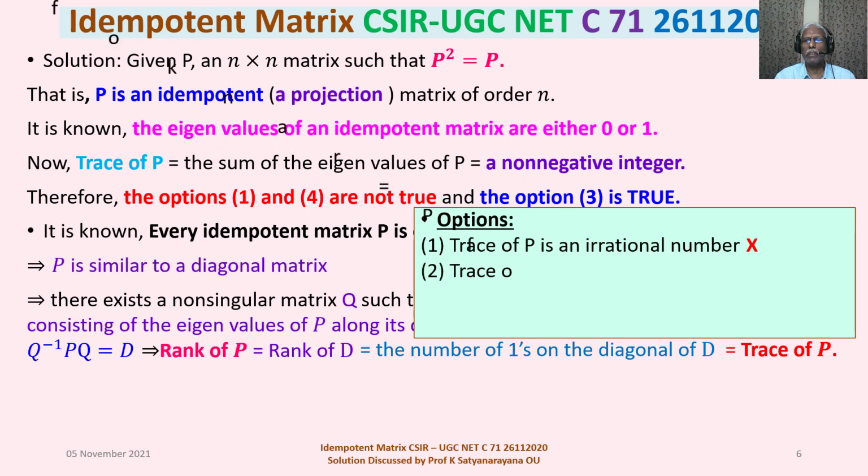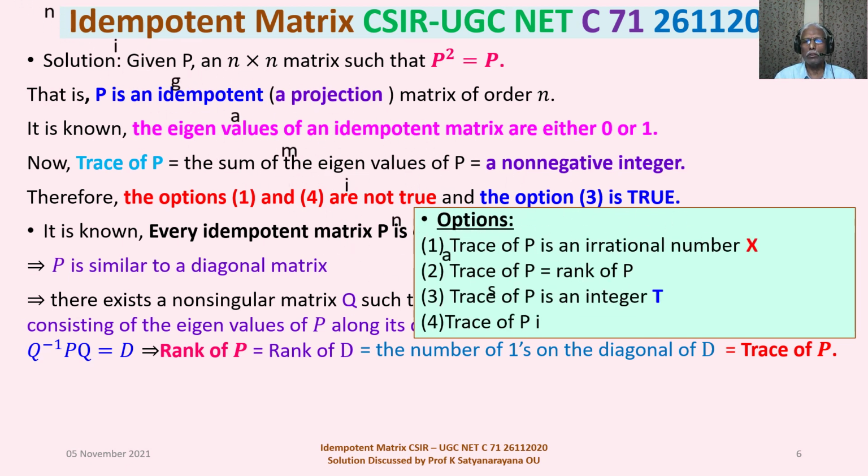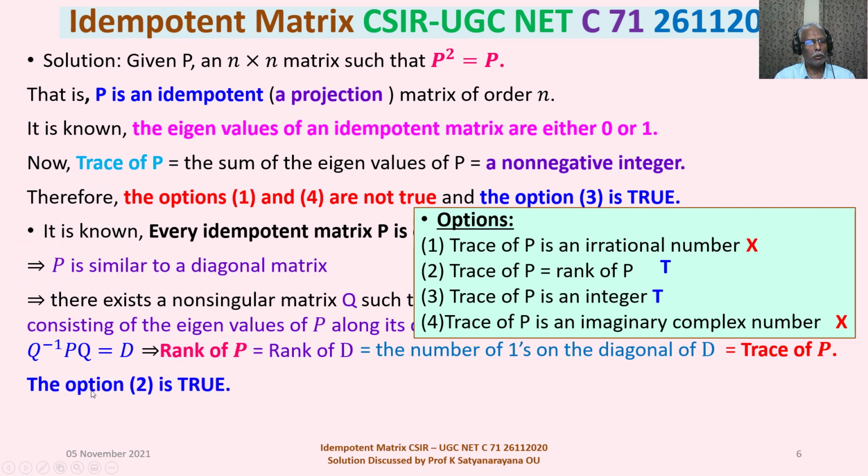So what we have seen: option 1 is not true, option 3 is true, option 4 is not true. Now option 2 is true because the trace of P is equal to the rank of P. So our final answer is options 2 and 3 are true. So that is the discussion of the problem on idempotent matrices from the section linear algebra.